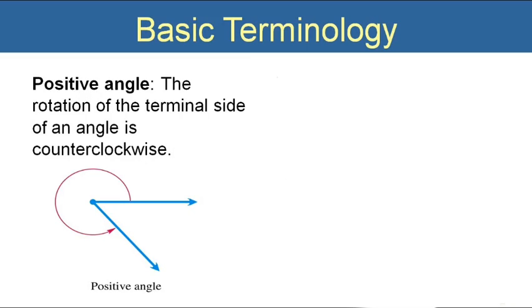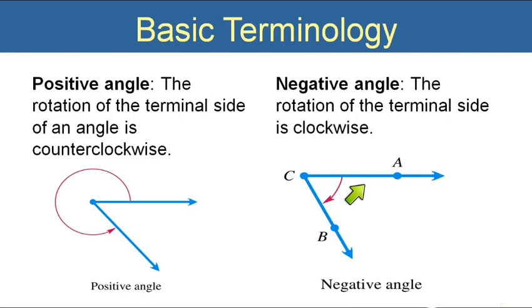So here's a positive angle. Positive angles are measured counterclockwise. So even though I think your eye is probably drawn to the shortest distance between these two rays, if you want a positive measurement, you have to go counterclockwise. So that would be positive. We could also have a negative angle if we measure clockwise from here to here.